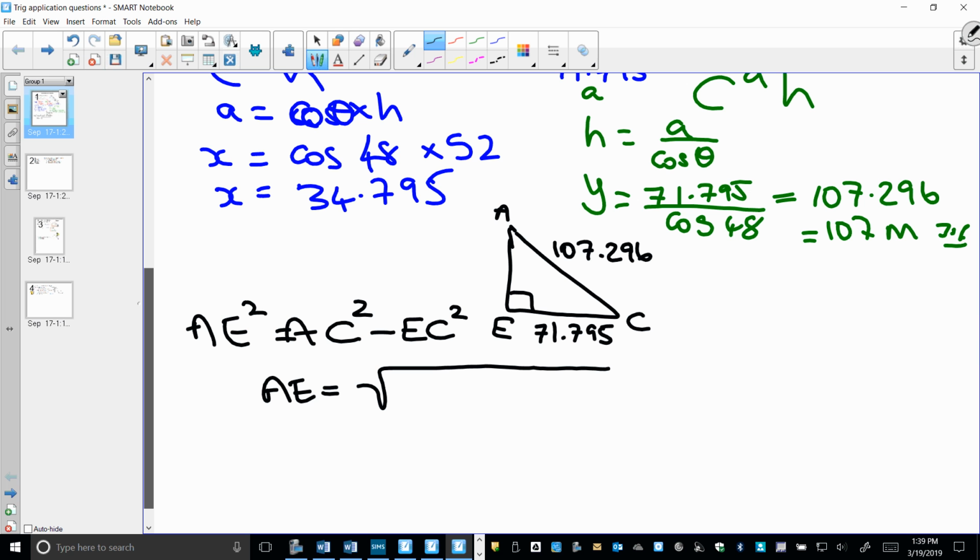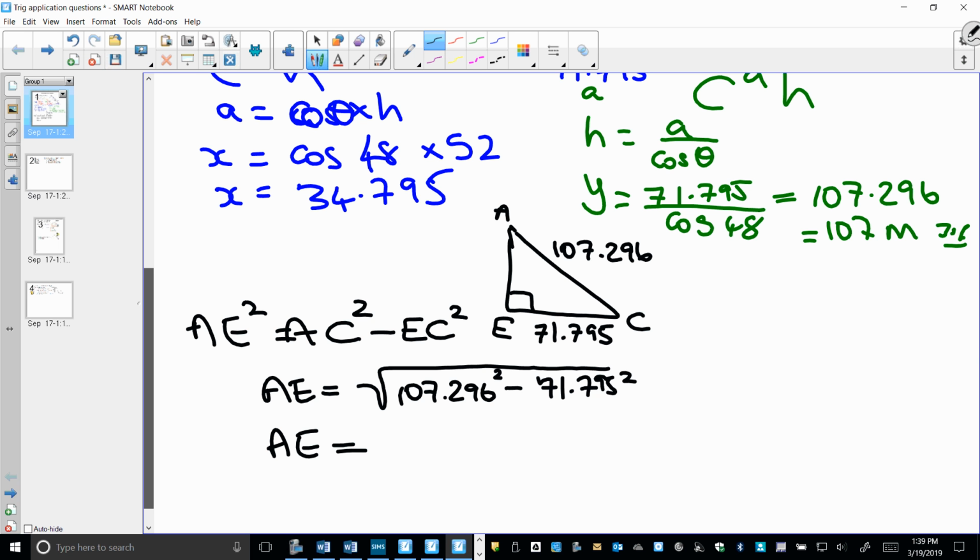I'm going to put it all in now. So it's 107.296 squared, subtract 71.795 squared, and you can put that whole thing in together, should you wish. There we go. It says 129.1. So if you're going to give it to three decimal places, you just need to round the last digit.